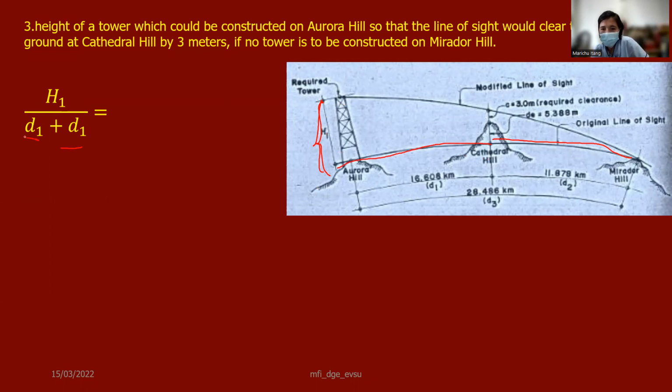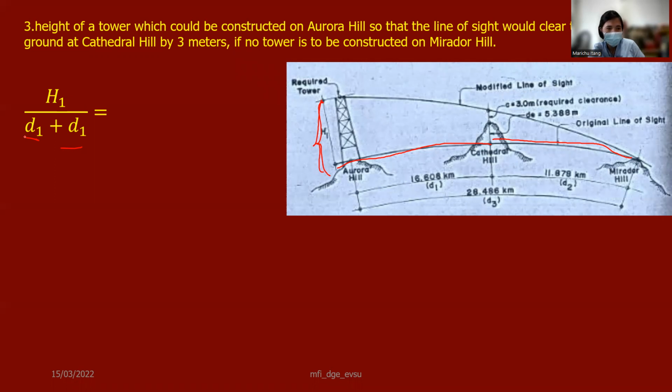And then we have another triangle. This is the value here, which is C plus DE, right? Ito yung ating C plus DE. And then this is our 11.878. So this is equivalent to C plus DE over 11.878 na D2. So we can determine the value of H1, right? So substitute lang ng ating, since may value na tayo ng C, may value tayo ng DE, may value tayo ng D2, D1, meron tayong value.